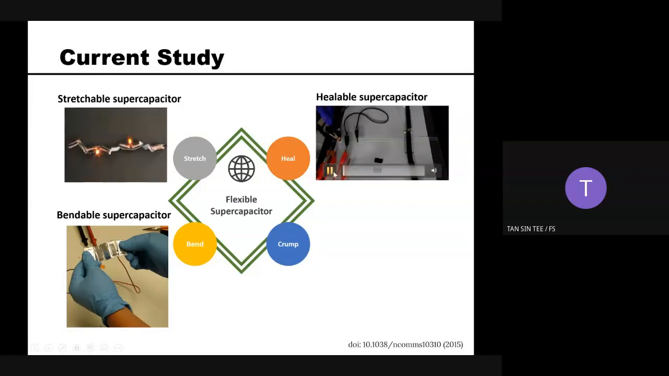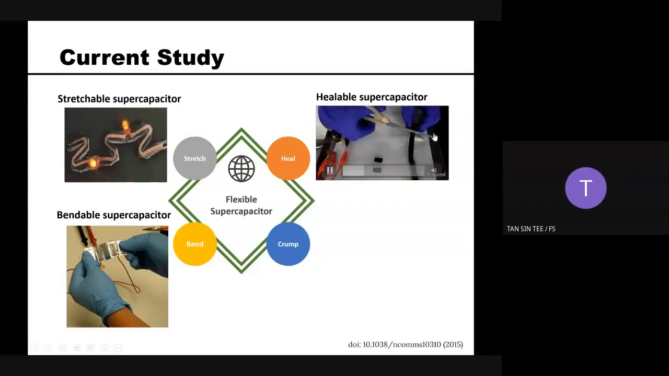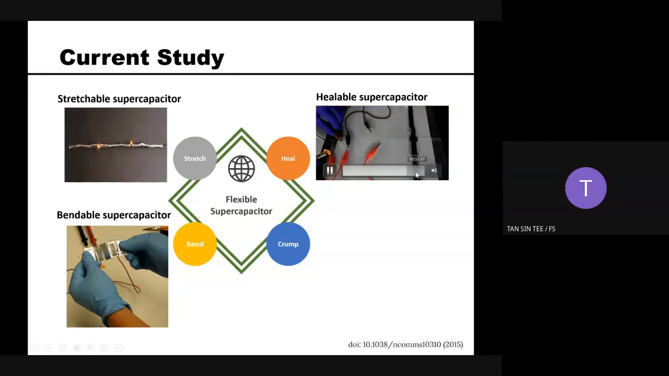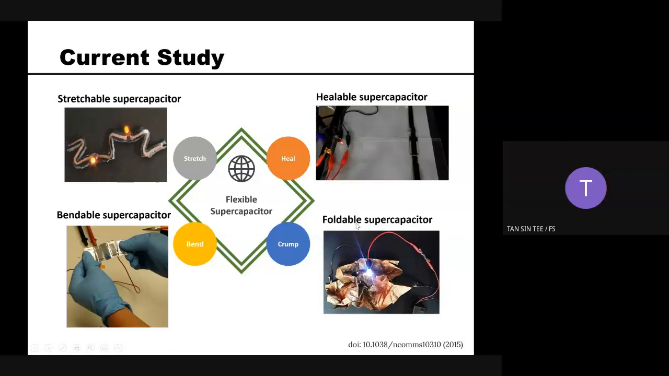So something like that. After you cut your device, using a cutting tab or using a solution, your device will actually return back to its original state. And when you do the connection, we find out that it can still light up the light bulb. And the last one is crumple, which means even if you fold your supercapacitor, it doesn't affect it at all.